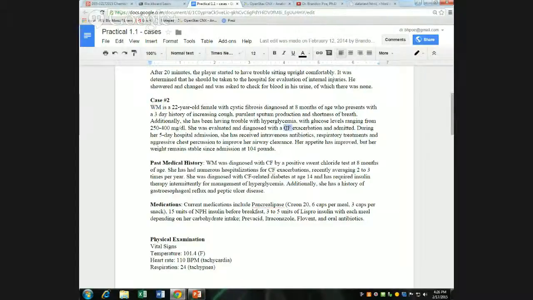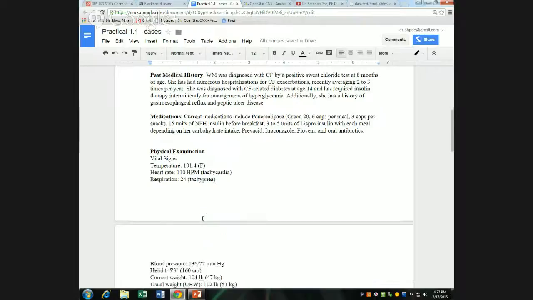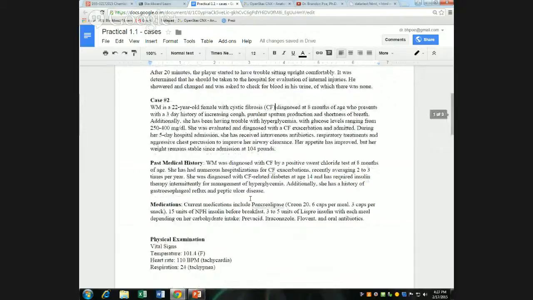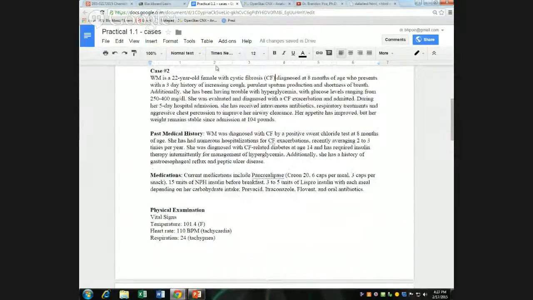The other thing, a little later on, it has CF down here, and it's going to keep saying CF over and over. That's just an abbreviation for cystic fibrosis. I really ought to put that in there for you guys. I put it in. So now it defines that as the abbreviation CF. But otherwise, there are a number of abbreviations: BPM, HENT, FEV, et cetera, et cetera. Be sure you understand what those abbreviations mean. Okay.